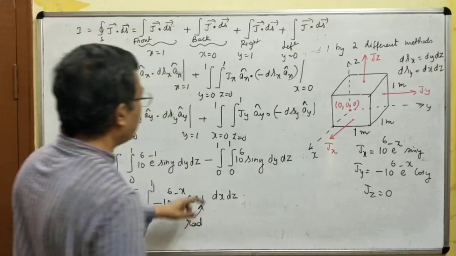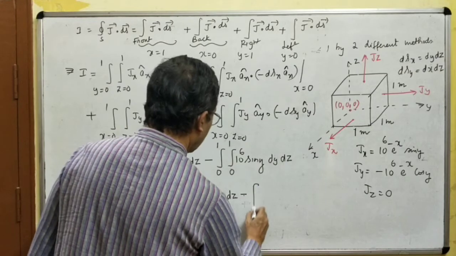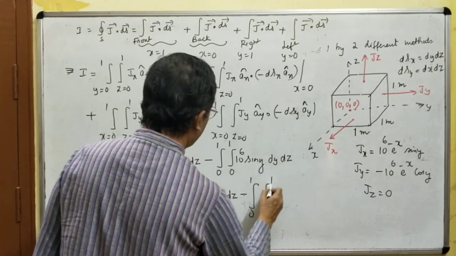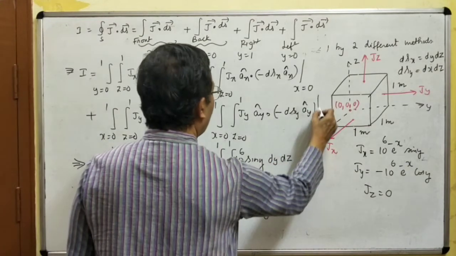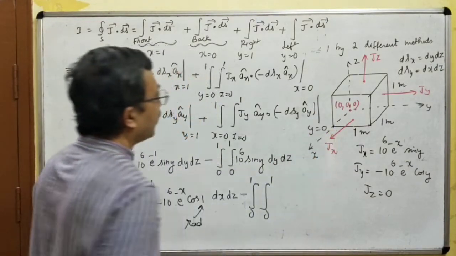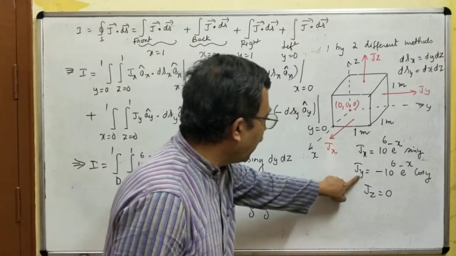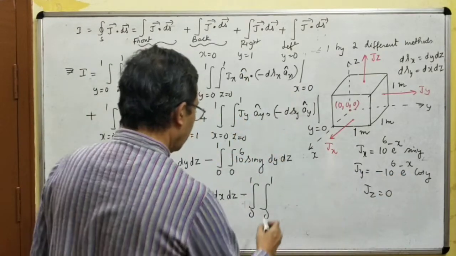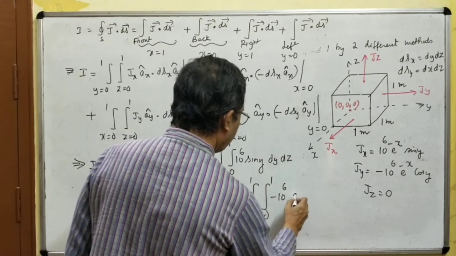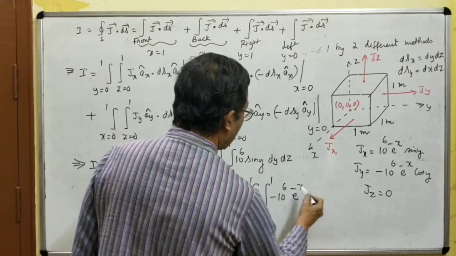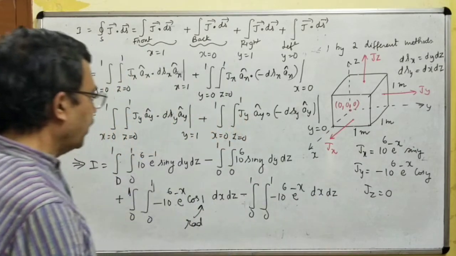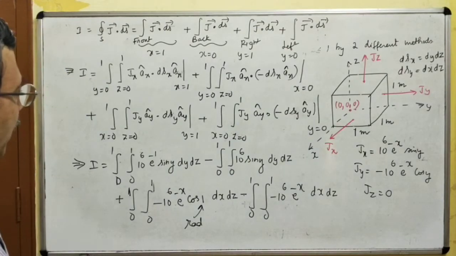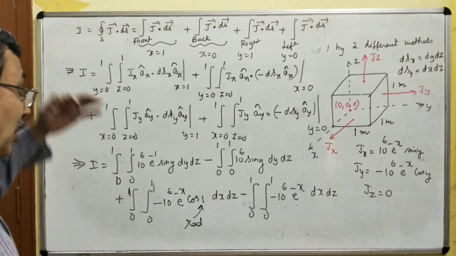Plus this minus sign, if you take out minus, double integral, x varying from 0 to 1, z varying from 0 to 1. This is evaluated at y equal to 0. So in the expression for jy, if you put y equal to 0, cos 0 is 1. So you get minus 10 to the power 6 into e to the power minus 6. Cos 0 is 1. dx dz. So you have to evaluate these 4 integrals. If you evaluate these 4 integrals, you will get answer as 0. So that evaluation I leave it to you.